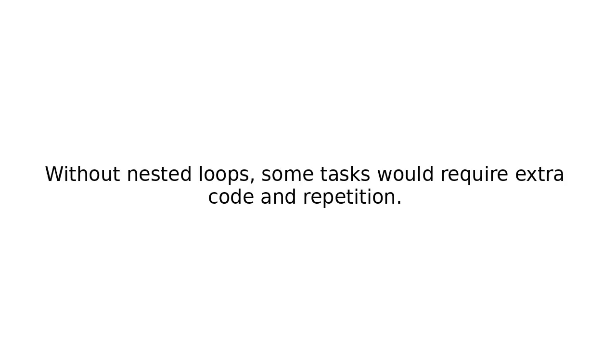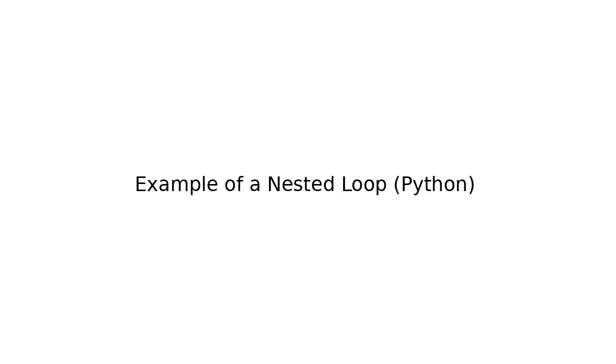Example of a nested loop. Python. Print a square of stars. rows = 3. for i in range(rows): # outer loop. for j in range(rows): # inner loop. print("*", end=""). print(). Output.